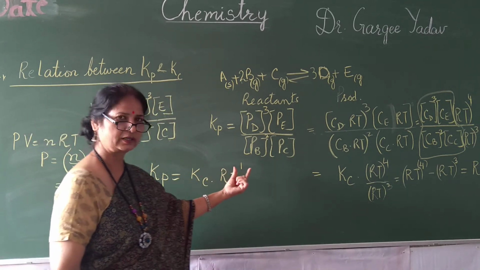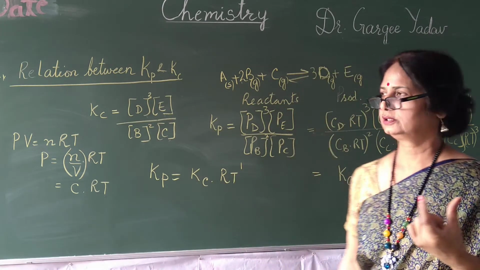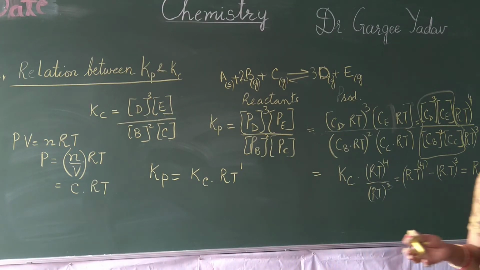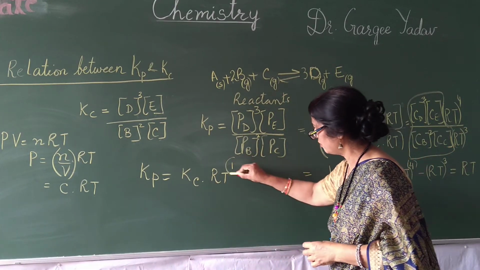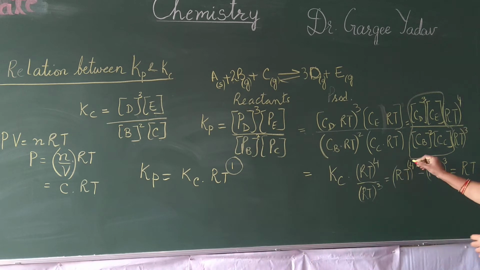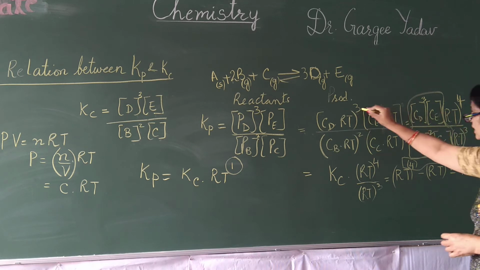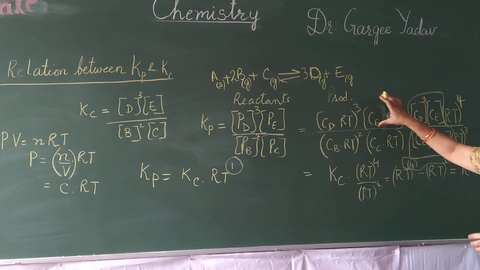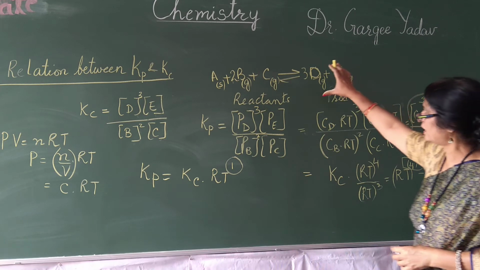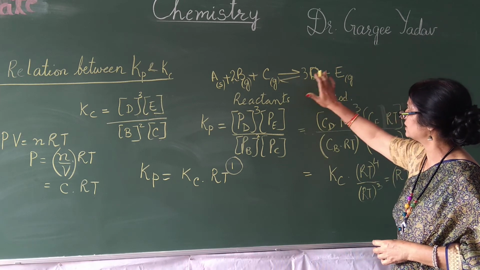Now from where has this 1 come? This is actually the difference in the moles of the reactants and the products. Just have a look over here. This is 4 minus 3. What is 4? This has come from the number of moles of the products. Just have a look at the products: 3 plus 1.